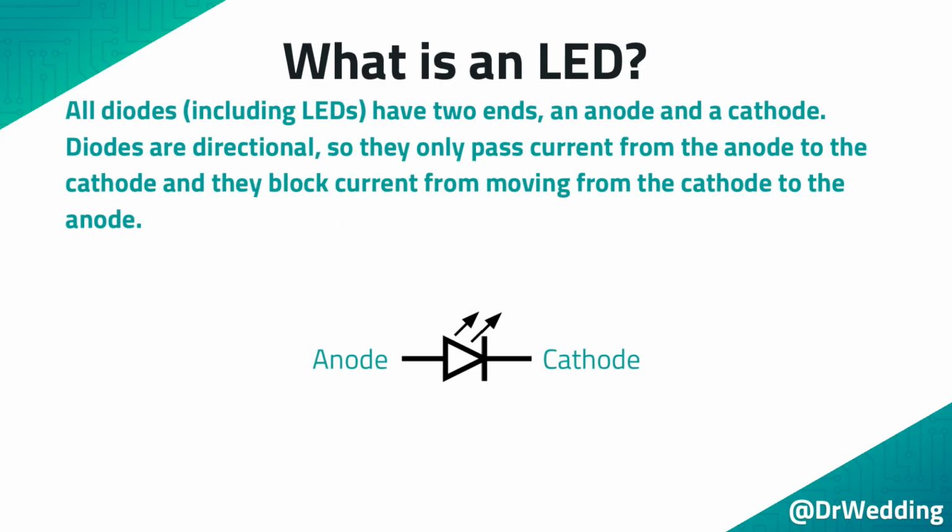All diodes, including LEDs, have two ends, an anode and a cathode. Diodes are directional, so they only pass current from the anode to the cathode, and they block current from moving from the cathode to the anode.